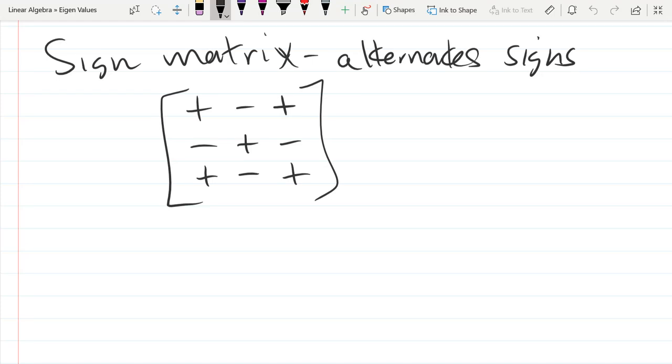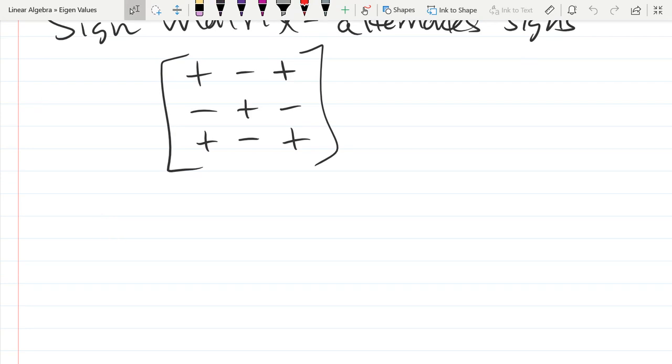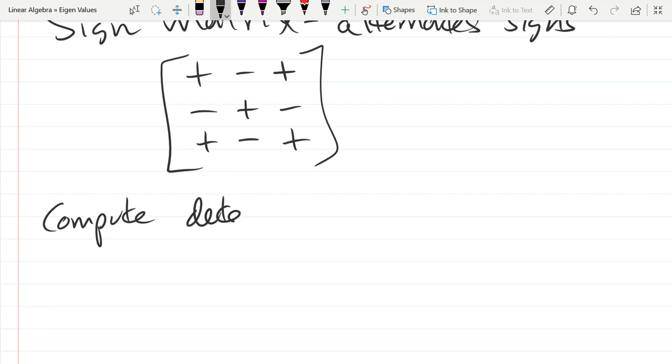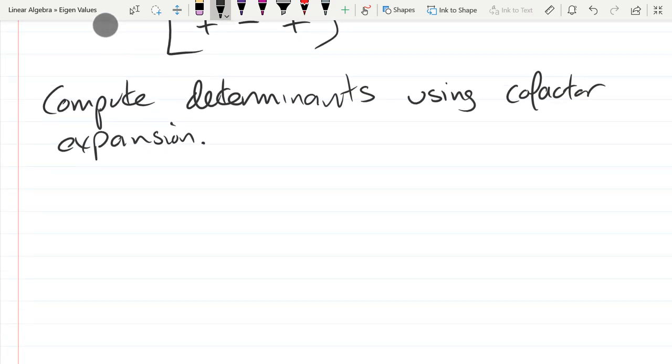So we're about to look at cofactor expansion, which is one way to compute determinants. I'm going to start by writing the formula down.